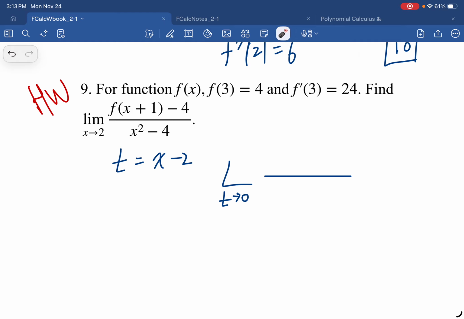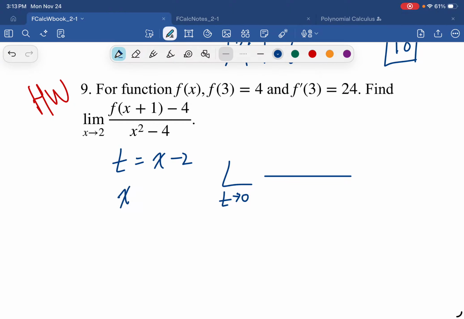Right. So if we want to substitute, we want to make sure we express x in terms of t. So if we did this, we need to say x equals t plus 2, and then we need to replace that, right? So it's t squared plus 4t plus 4 minus 4. So it's t squared plus 4t. And then here we have t plus 2 plus 1, which is f of t plus 3 minus f of 3.